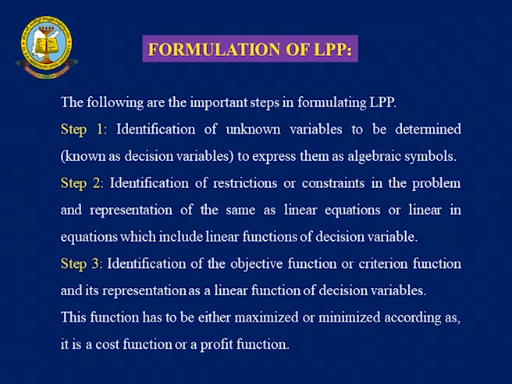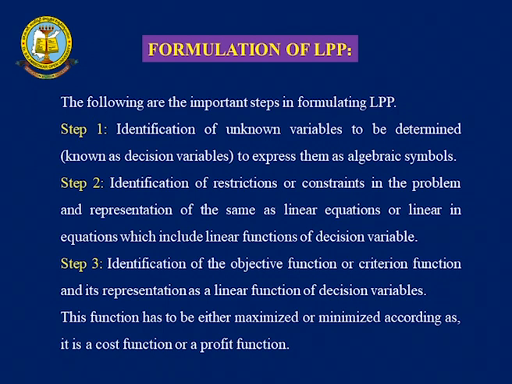So, while converting the physical problem to a linear programming problem, we have to follow certain rules and procedures. Now, coming to it step by step. First step, identification of unknown variables. This is the most important. By reading the entire problem, we have to identify the decision variables or unknown variables. Based on that only, we define the objective function as well as the constraints. So, the first step is identification of the unknown variables to be determined, expressing them as algebraic symbols.